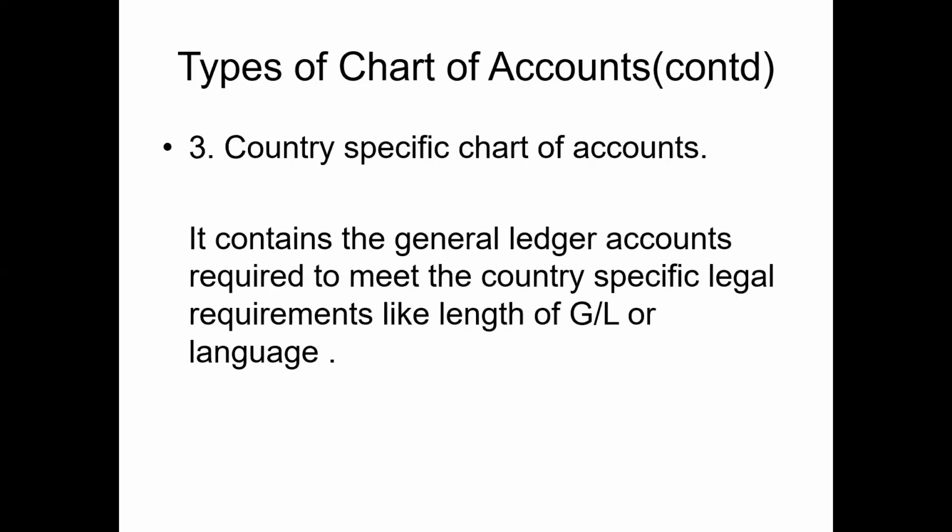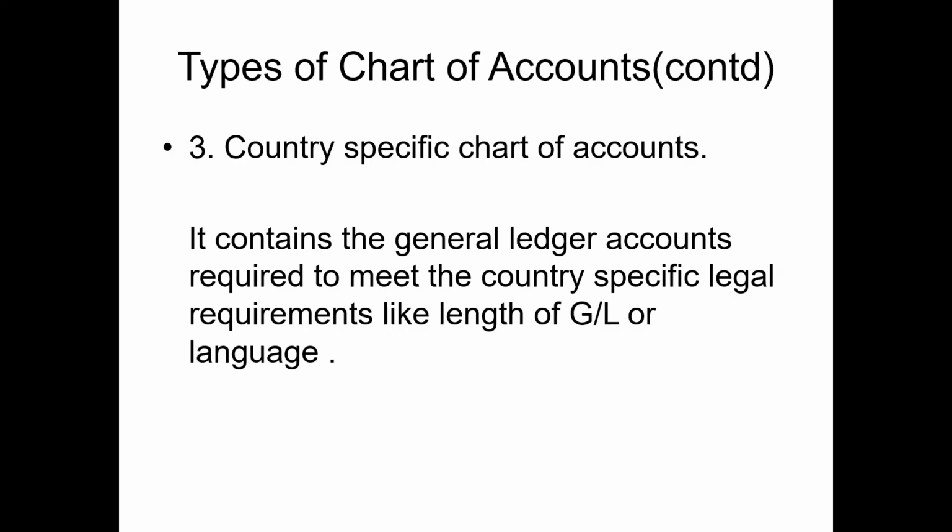Then it is saying that the third type of chart of accounts we have is the country specific chart of account. This is required in those countries, in those locations where localization is required. When I say localization, it means the reporting we need to do as per that particular country, as per the language we have in that particular country. Let's take examples of countries: Mexico, Brazil, Colombia.